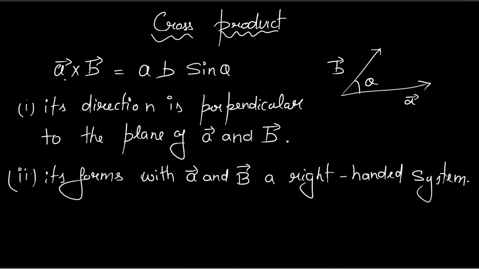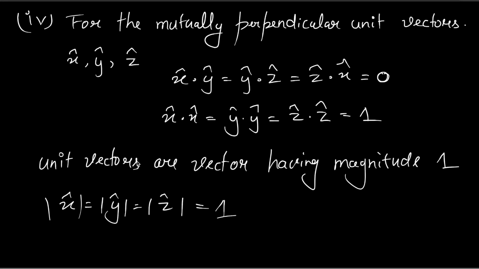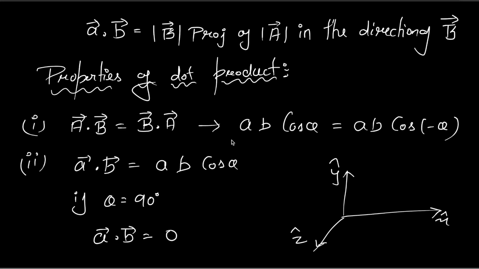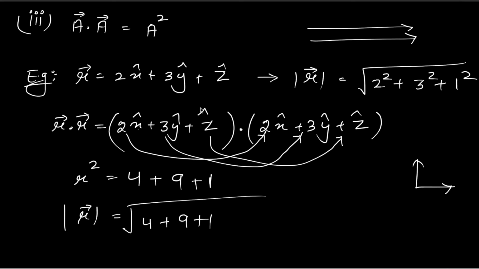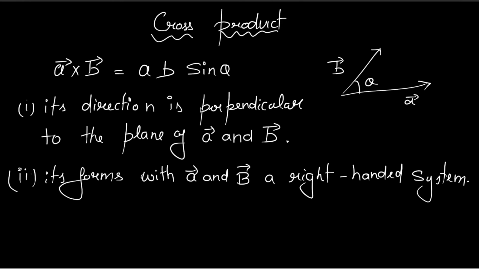Because the cross product will give the vector quantity, and we are forgetting this very important point: for the dot product we get the scalar quantity, but in the cross product, after the cross product, you will get the vector quantity itself.